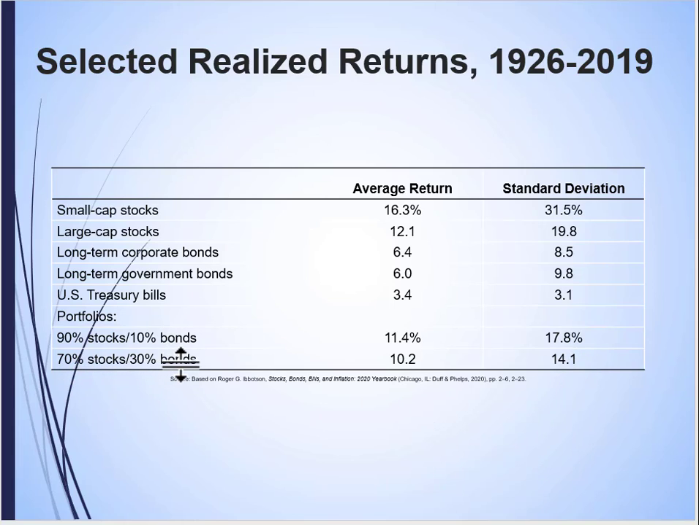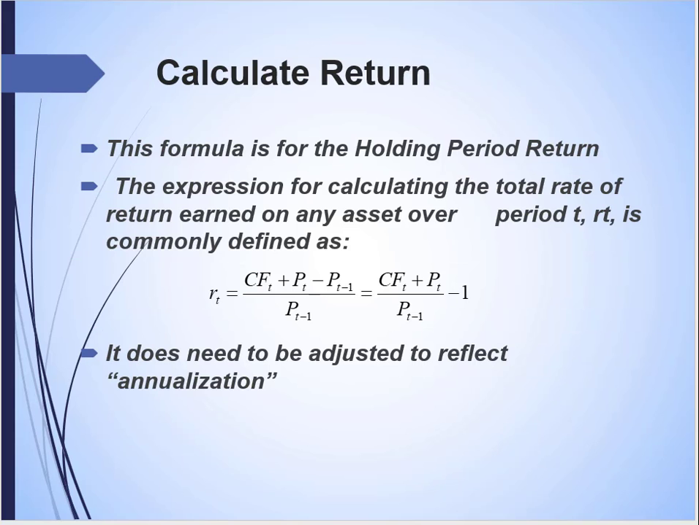70% stocks, 30% bonds, 10.2, 14.1. So as we start to combine things, if you combine more things that are low risk, like bonds, with the high risk things, you're going to get slightly lower returns, but you also get slightly lower risk. So let's move on and talk about how we calculate returns.